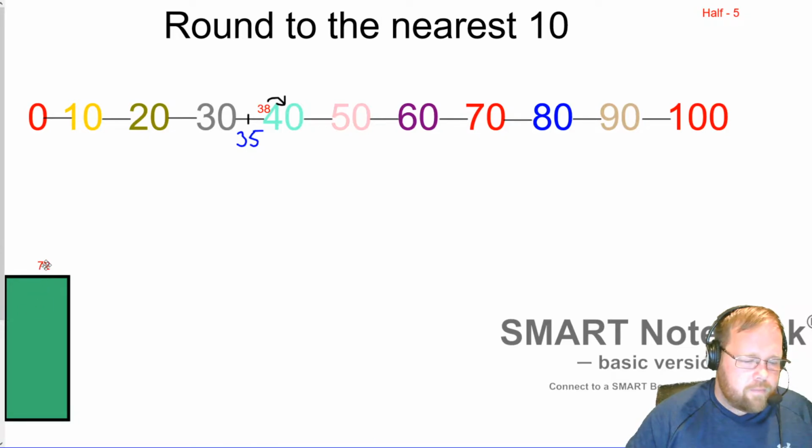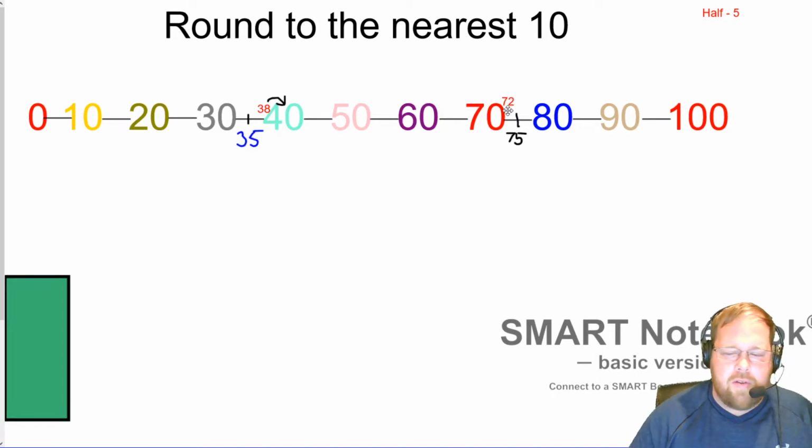Let's do another one. 72. We know that comes in between 70 and 80. Very good. So I'll draw this line right here. We know that half is 5, so 75 is our halfway mark. And then we need to figure out what side it comes on. 70, 71, 72. We know it comes way before 75, so we're going to round down. Okay? We cannot cross this wall. We cannot cross that wall, so we're rounding down to 70.